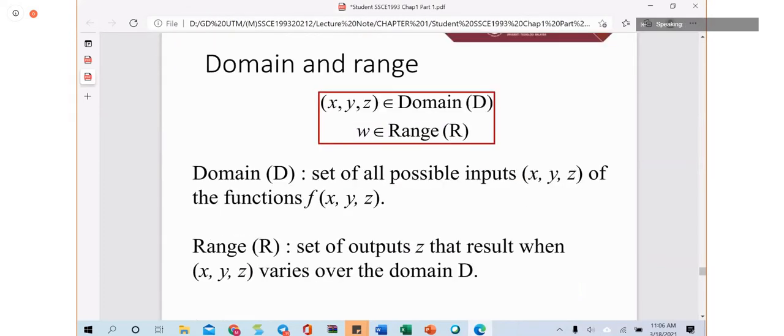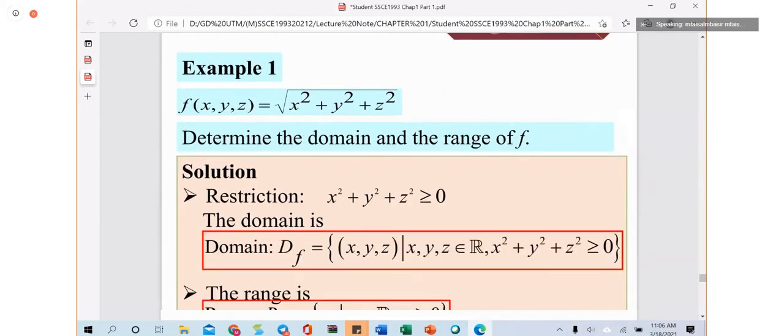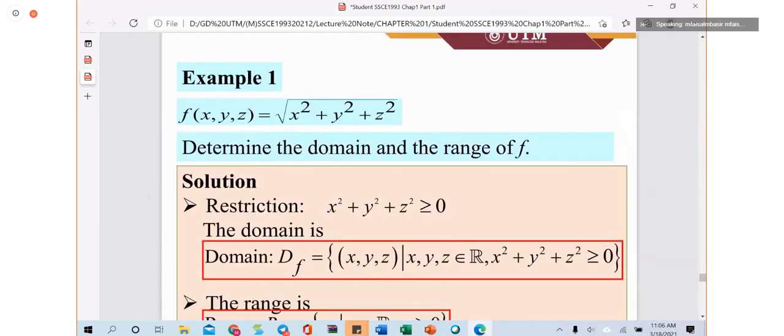Okay, domain and range. As usual, the domain is the set of all inputs. The range will be the set of outputs that result when x, y, z vary over the domain. Okay, we see here, determine the domain and the range.